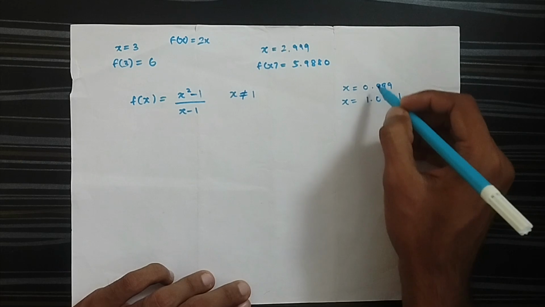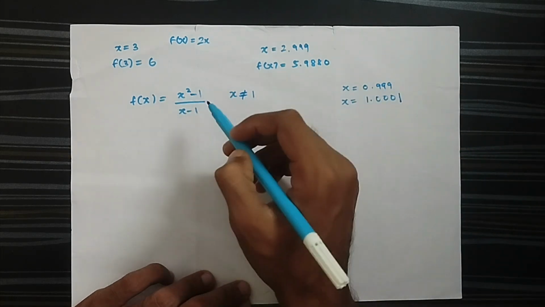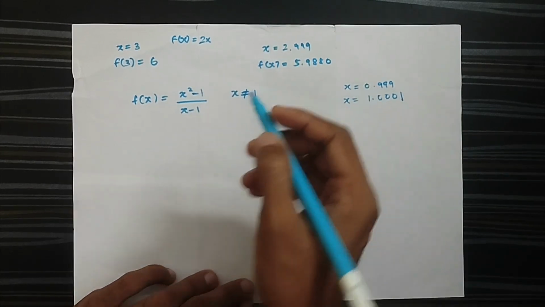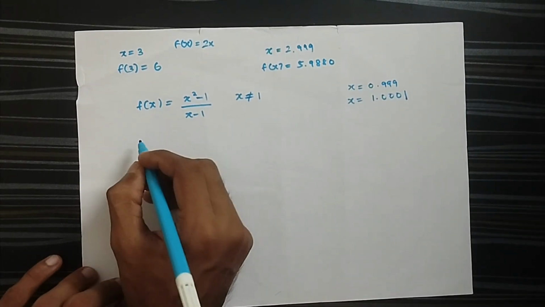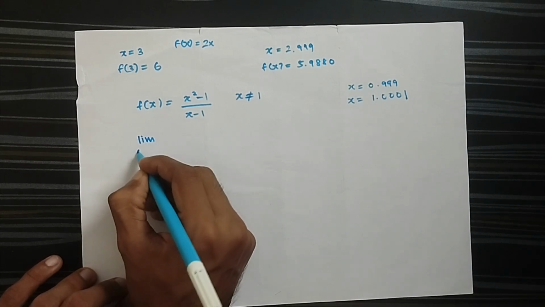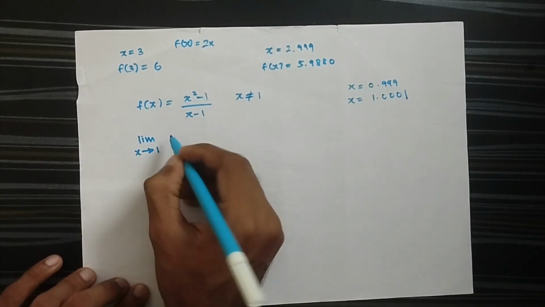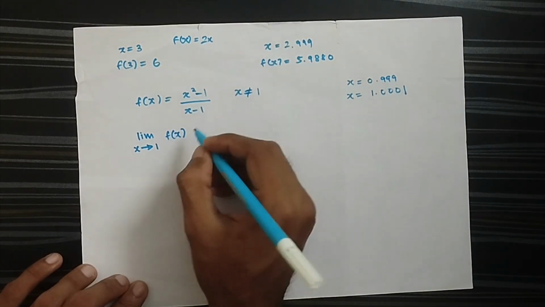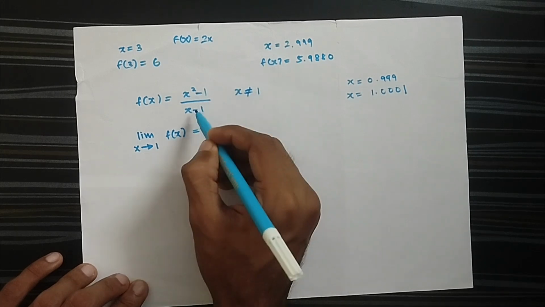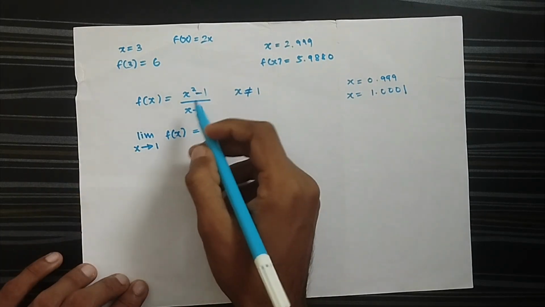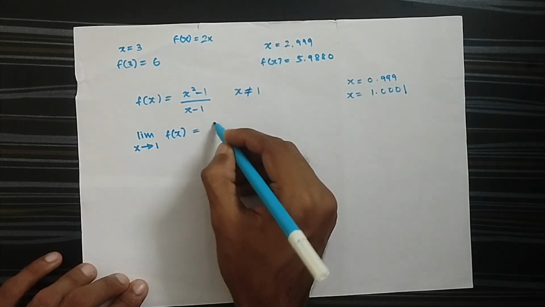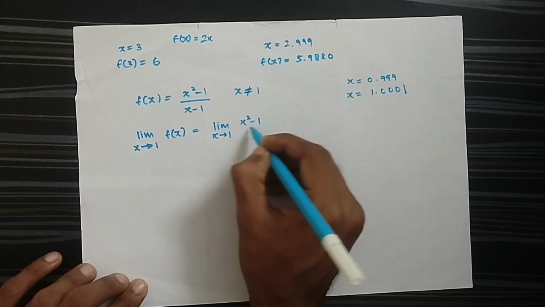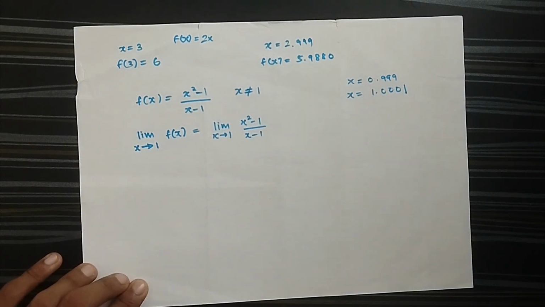So here, these numbers would exist in the function, but at the point 1, this function would not exist. So we can write this in the form of a limit: x tends to the number 1, then what would be the value of f of x? That is what we have to find. But we cannot directly apply 1 because 1 minus 1 would be 0 and the denominator would be 0. So limit x tends to 1, we write the actual function, x square minus 1 by x minus 1.